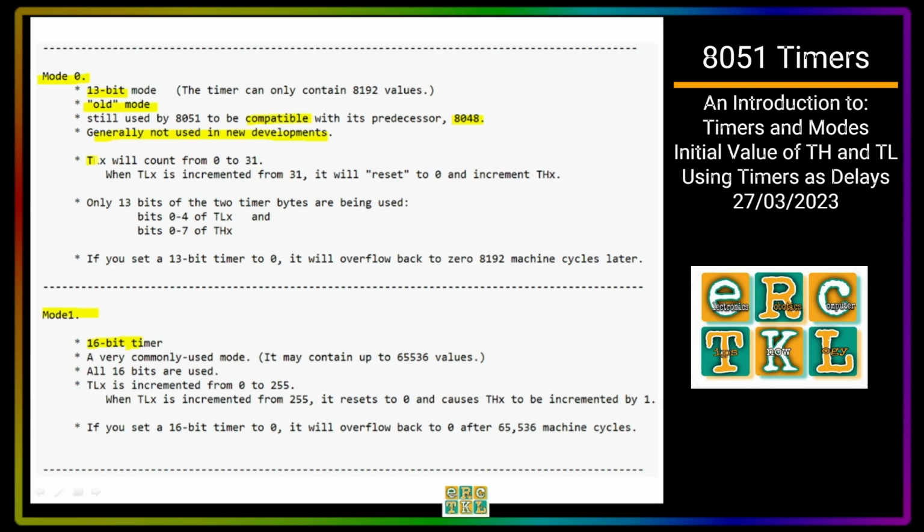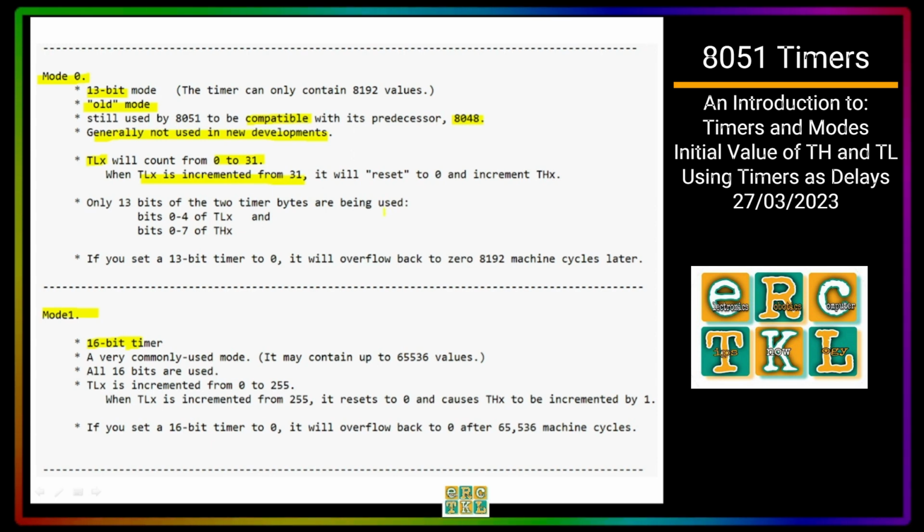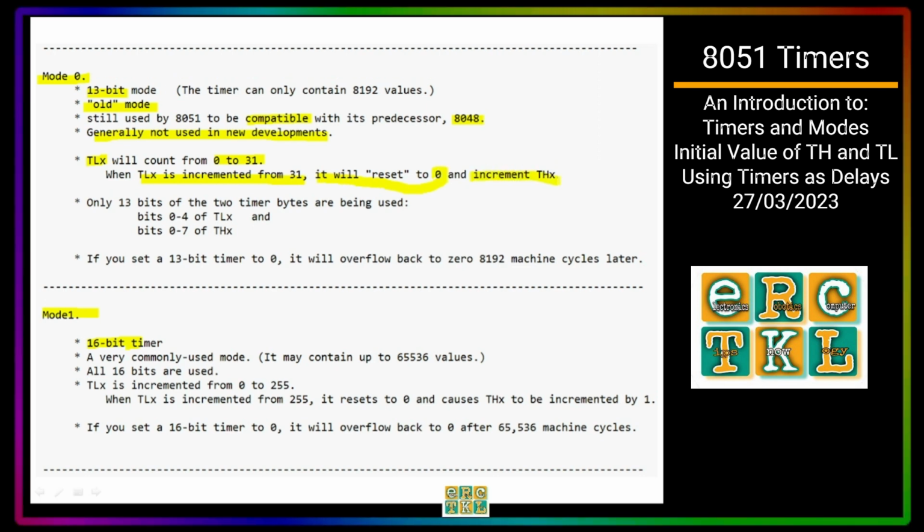Now, the TL0, or TL1, will count from 0 to 31. And when TLX is incremented from 31, what will happen? It will reset to 0 and increment THX. When it goes back to 0, it will also add 1 to the THX. So that's the rule in mode 0.